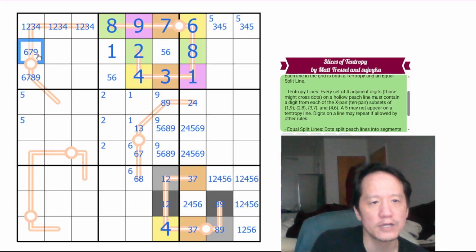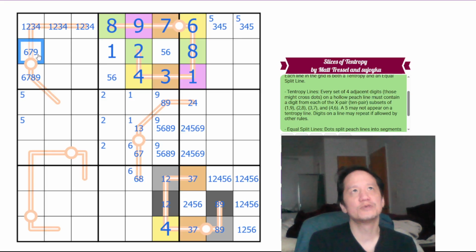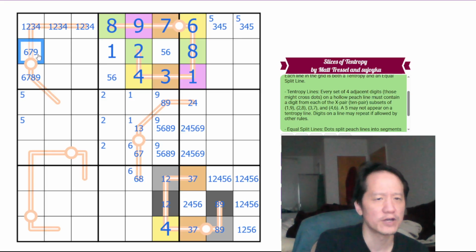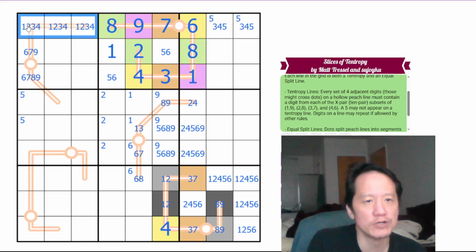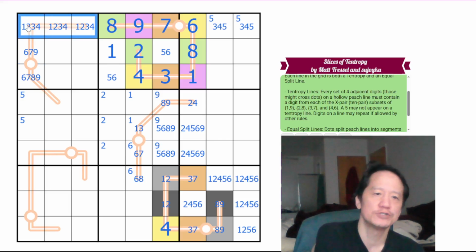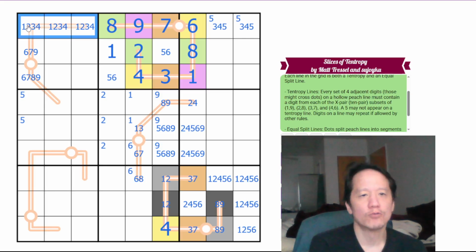Cannot be... Can it be 9? 1, 2, 3, and 9 actually does work, so that could be potentially feasible. We do know there's a 2 here. We know there's a 1 here. So it's either 1, 2, 3 or 1, 2, 4. We're not sure which.